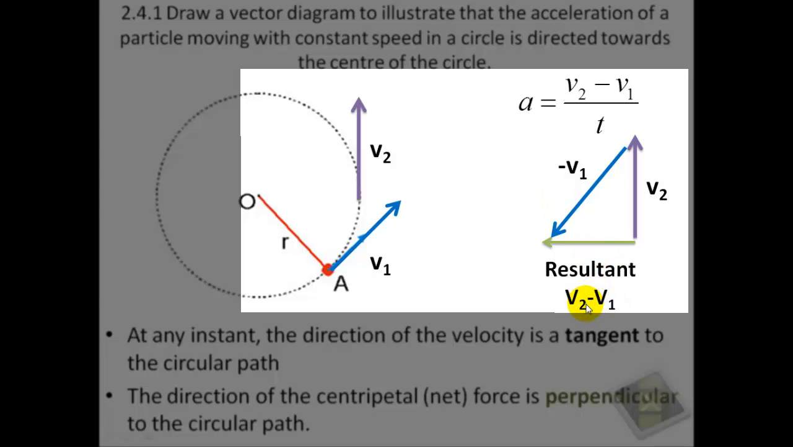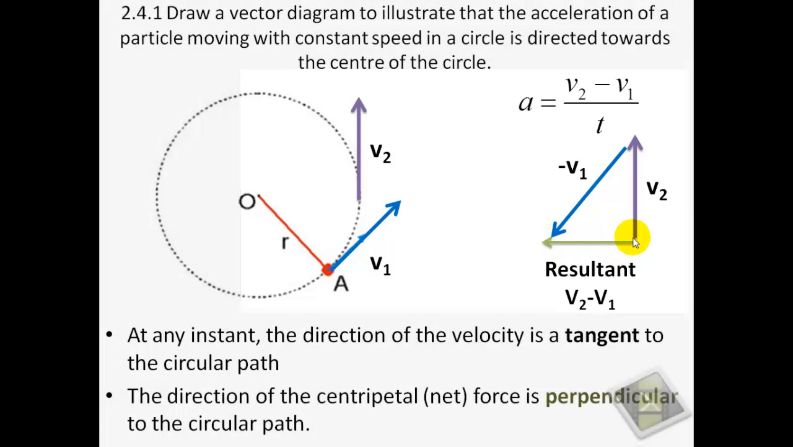All we need to do is divide by t, so it changes by a factor of t, and that is acceleration. Notice that we're on this side of the circle, and v2 minus v1 is towards the center of the circle. It's to the left. So at this point it's been accelerated to the left. So that's why the acceleration is in that direction. By doing a graphical vector analysis, you can see that v2 minus v1 will be at right angles to v2 at that point.